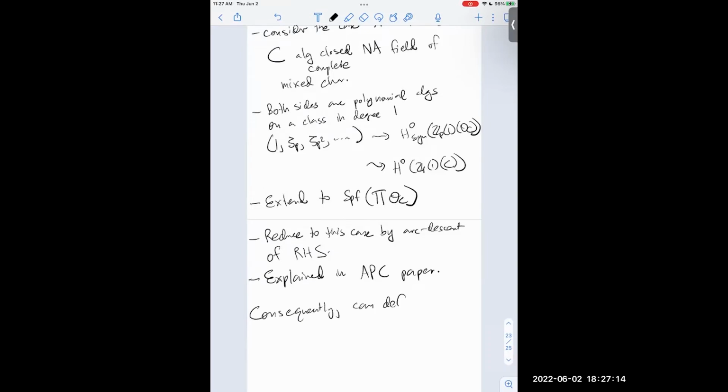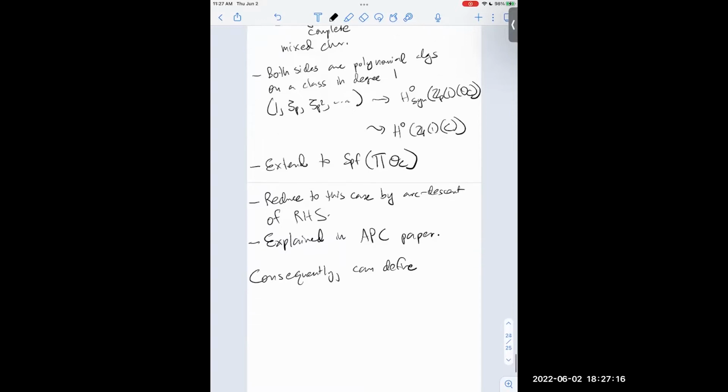Akhil, when you say APC paper, it's almost absolute prismatic homology. Sorry, yes. I should, thank you. So Bhatt-Morrow-Scholze, absolute prismatic homology.